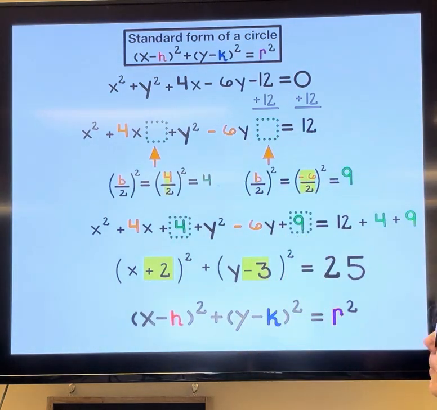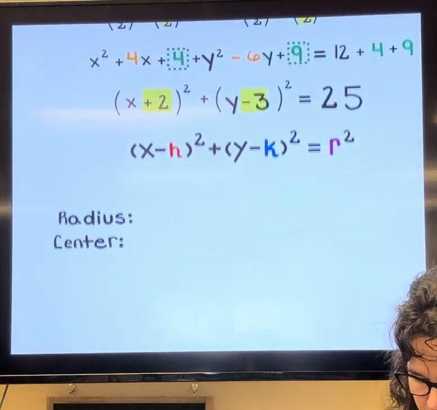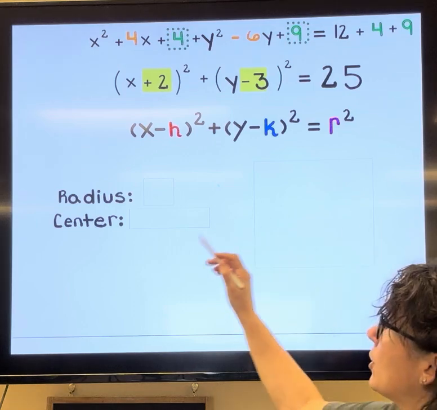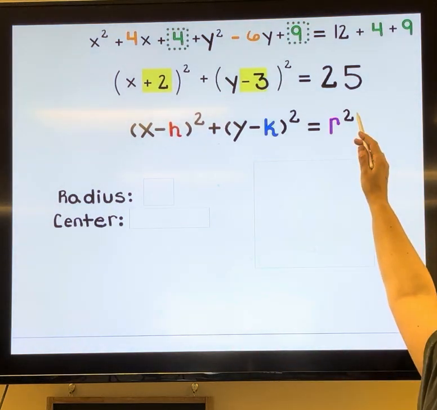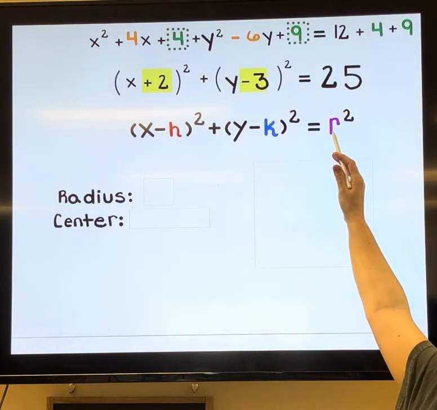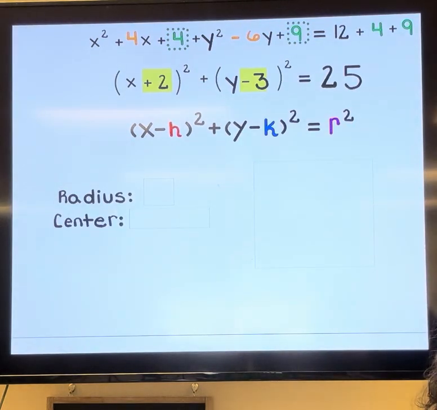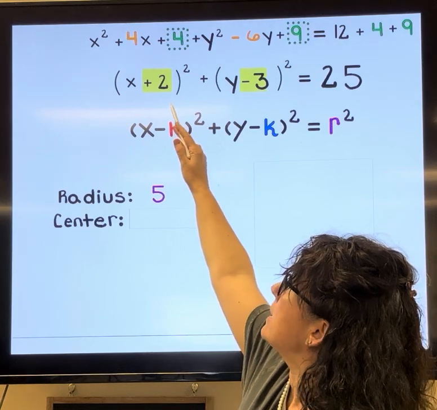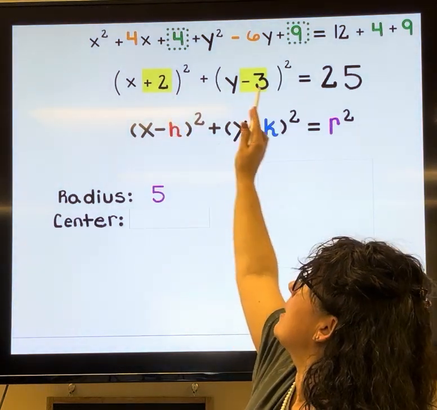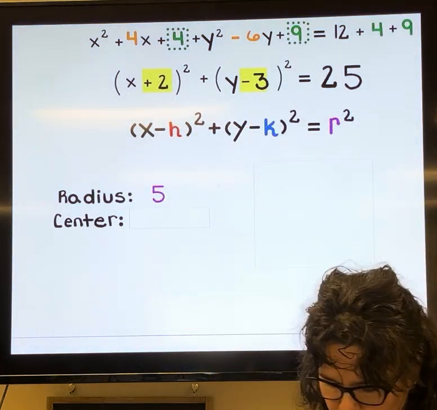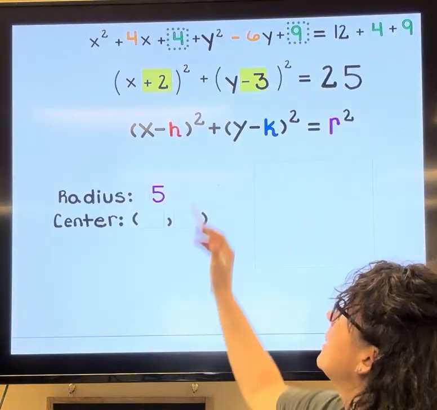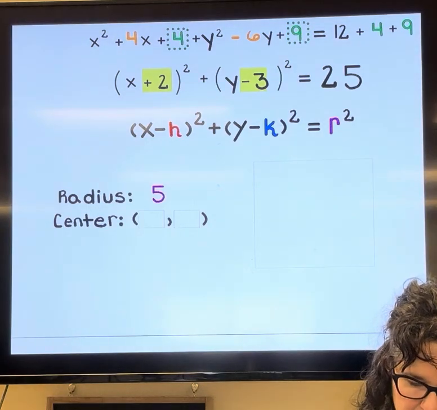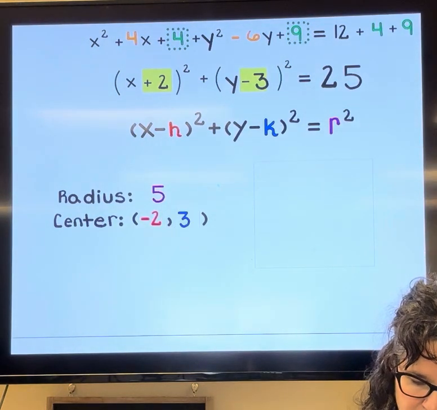Let's just make a quick comparison. I'm going to move on down here, making a quick comparison to find out the radius and the center. So this number represents the radius squared. So the square root of 25 is 5. And then what happens here is it's going to be the opposite of this number and the opposite of this number. So our center is going to be at negative 2, comma, positive 3. Negative 2, comma, positive 3.